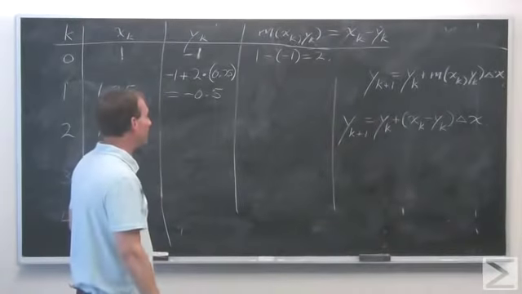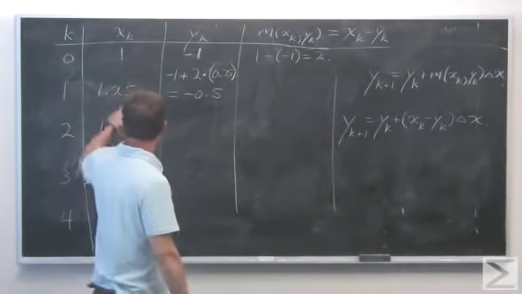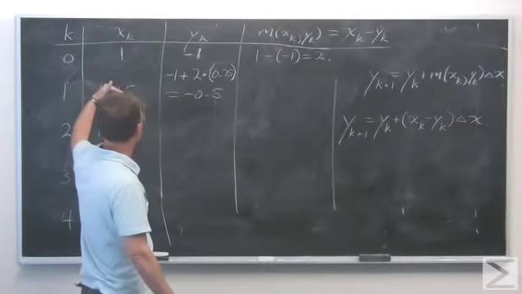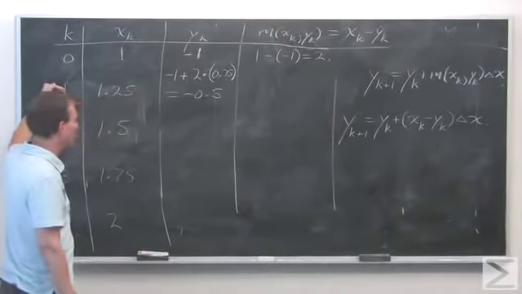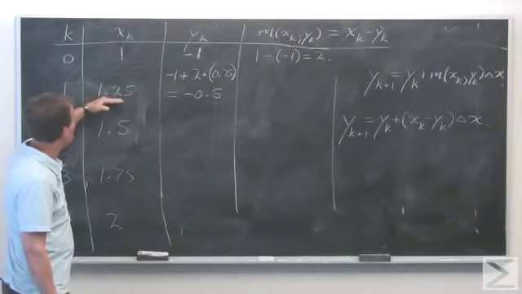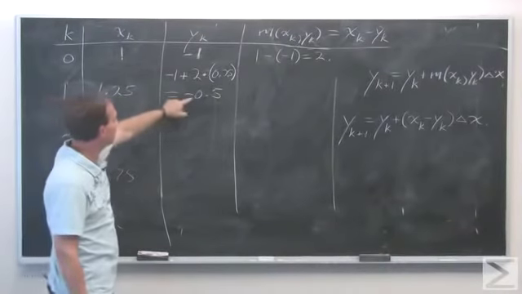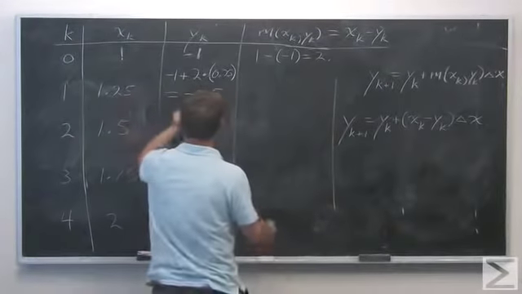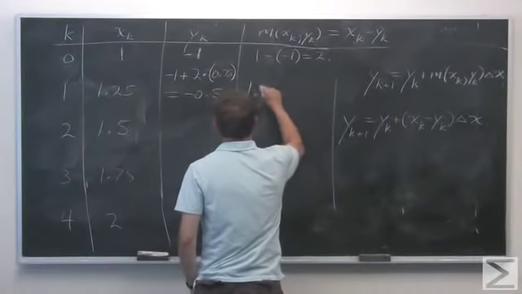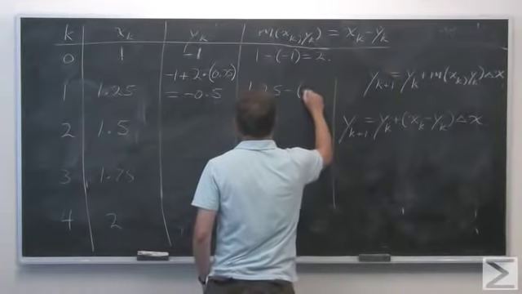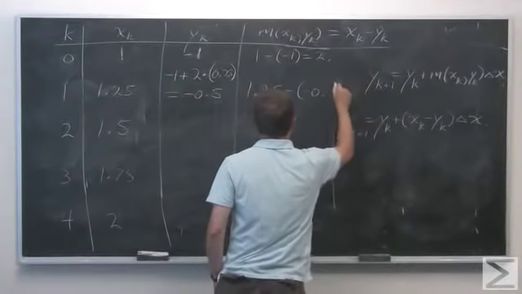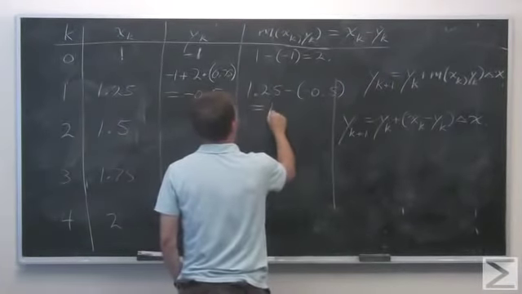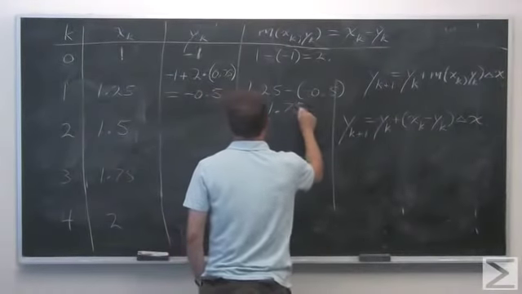If you're doing it by hand, what do you do now? Well, now you've got the next xk and yk, but when k is 1 now. You've got x1 is 1.25, y1 is negative 0.5. You evaluate this, so it's this minus this. So we get 1.25 minus 0.5, so this is 1.75.